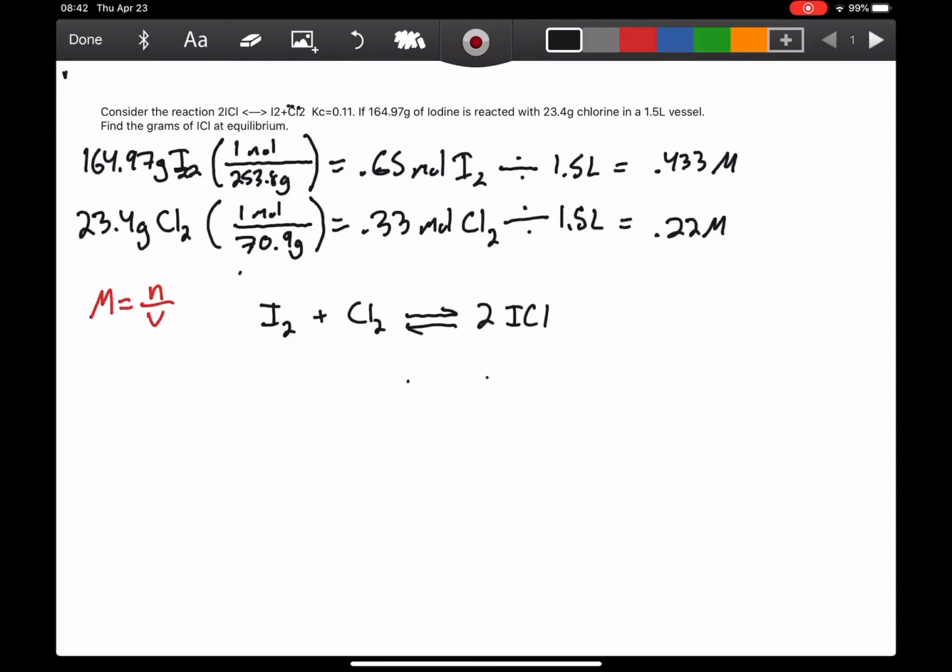But if I'm going to reverse the equation, I need to find the Kc for the reverse equation. So Kc for a reverse equation is just equal to the inverse, or 1 divided by the Kc of the forward reaction. So in this case, our Kc reverse would just be 0.11 to the negative first power, or 1 divided by 0.11. So our new Kc for the reaction, the way I have it written, is equal to 9.09.